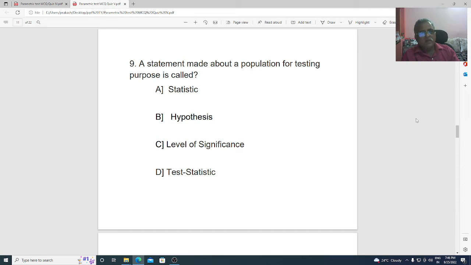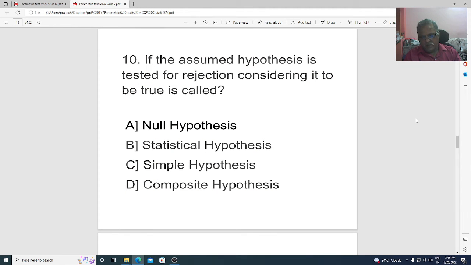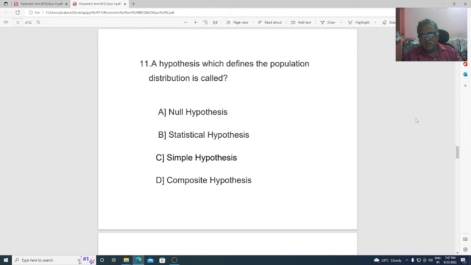Question 9. A statement made about population for testing purpose is called a statistics, hypothesis, level of significance, test statistics. The correct option is option B, hypothesis. Question 10. If the assumed hypothesis is tested for rejection, considering it to be true, is called option A, null hypothesis, option B, statistical hypothesis, option C, simple hypothesis, option D, composite hypothesis. The correct option is option A, null hypothesis.